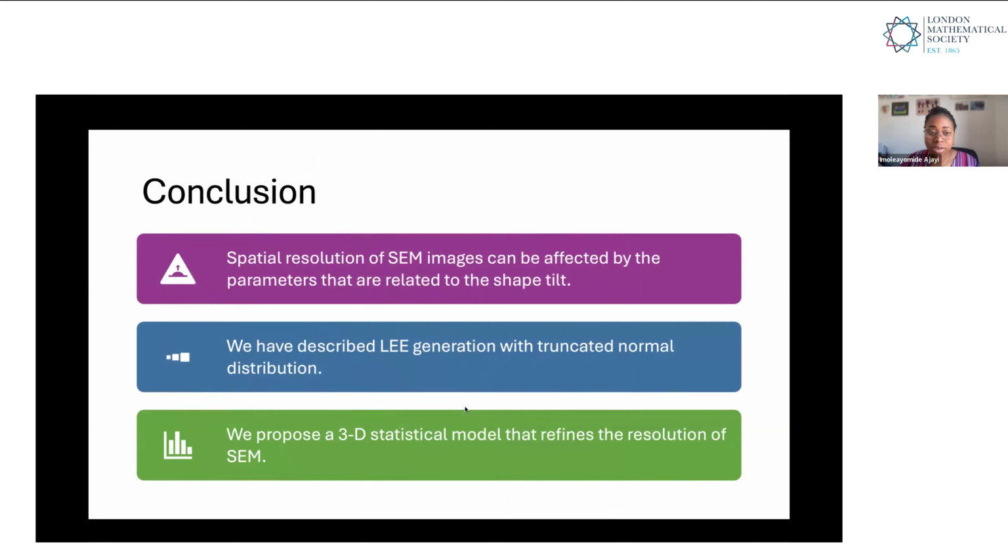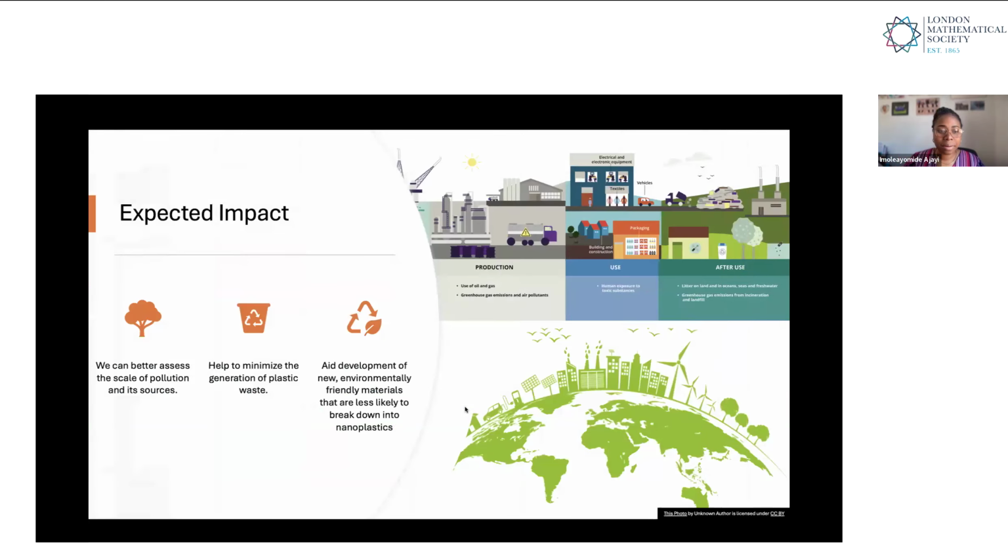Conclusion. Thank you for listening. We have successfully described with our research how the resolution of SEM images can be affected by the parameters that are related to sample tilts. And we have also described the low energy electron generation with a truncated normal distribution, as shown in the results we have displayed before. And we propose a 3D statistical model that refines the resolution of SEM.